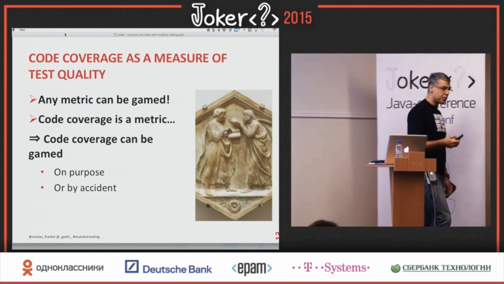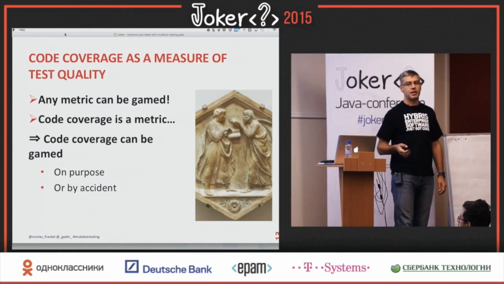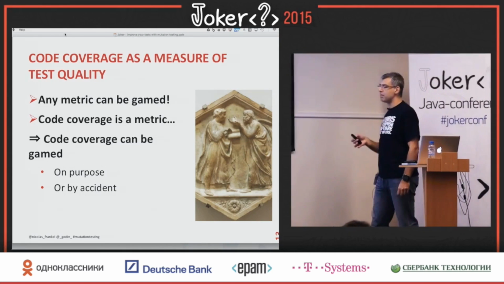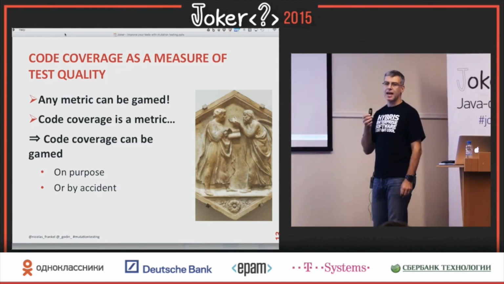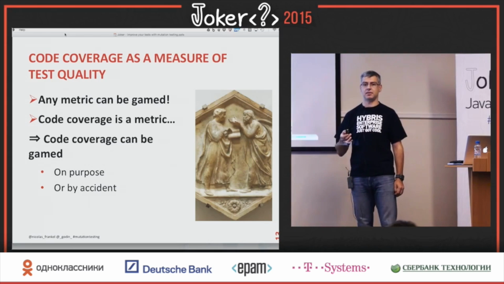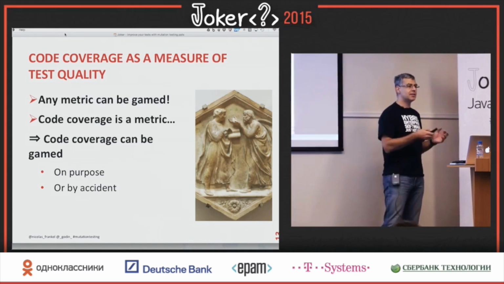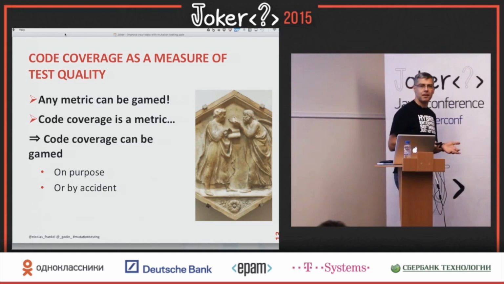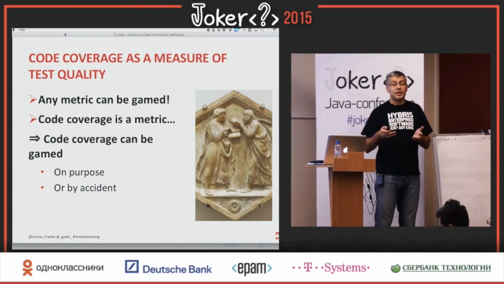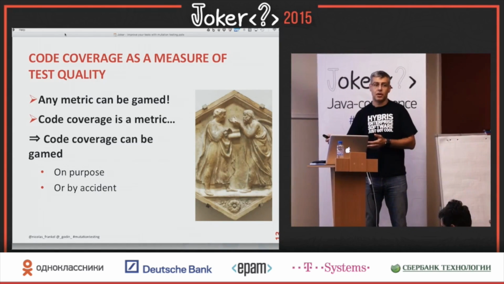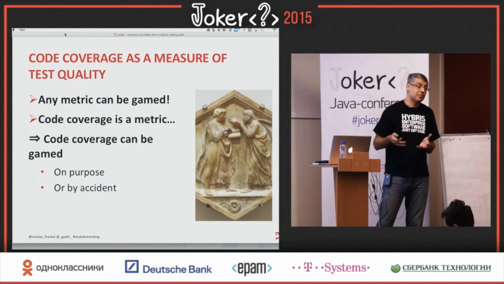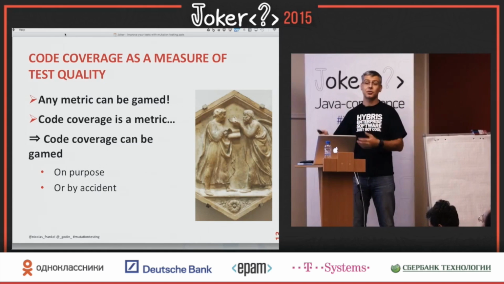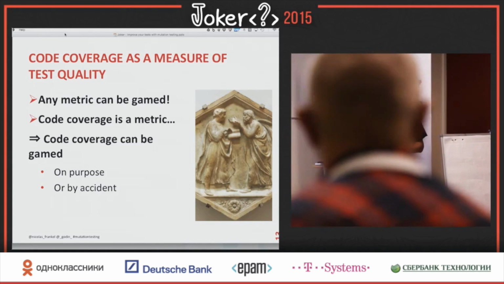So if you take code coverage as your measure of code quality, you are making a very, very big mistake, because any metric can be gamed. And code coverage is, as I've shown you, an easy metric to game. You can do it on purpose, or you can forget about some assertions and still execute the code and still have 100% code coverage.